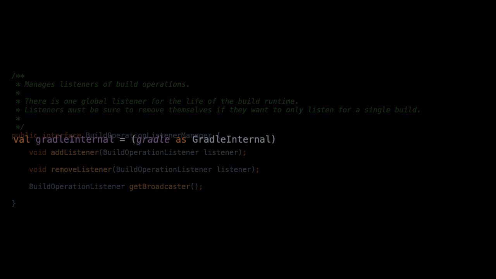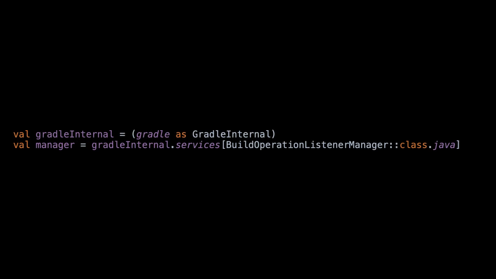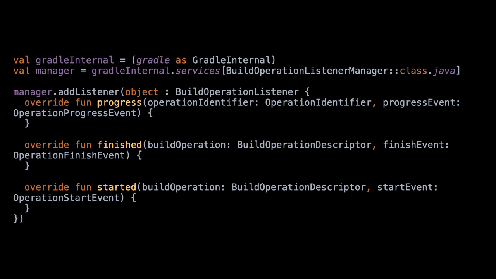We call Gradle internal by just casting Gradle to Gradle internal. Now, if you're using Groovy, you actually don't need to do any casting because Groovy is magical. But in this case, we're using the KTS, and to make it a little bit more explicit, we're gonna use the KTS. So Gradle internal.services, the services is just a map, and we get the build operation listener manager. And here we can add a listener. And this listener gives us 3 callbacks: progress, finished, and started.